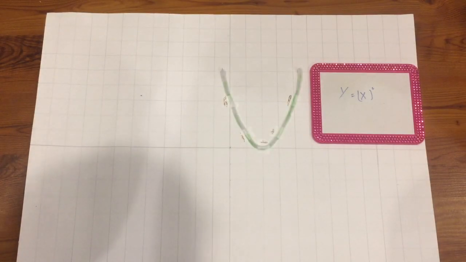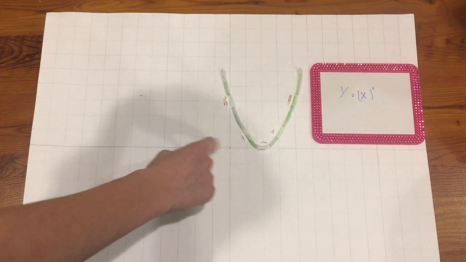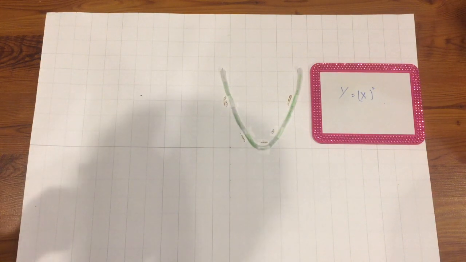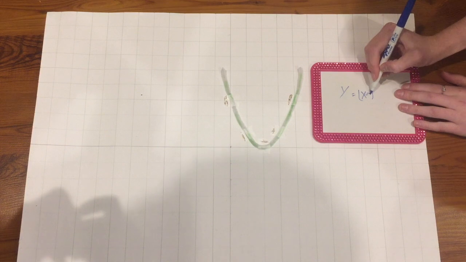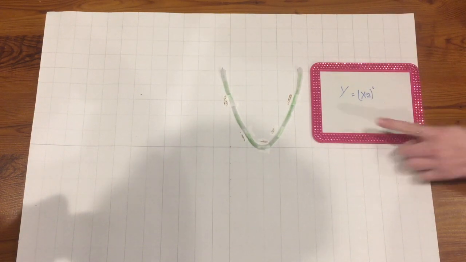Now we're going to be showing you how to do translations. Translations are where you move the graph right to left and up and down. As you can see, this graph has already been translated to the right 2 spaces from the origin point. The origin point's right there. In the equation, this looks like you subtracted 2. You always want to make sure that you do it inside the parentheses.